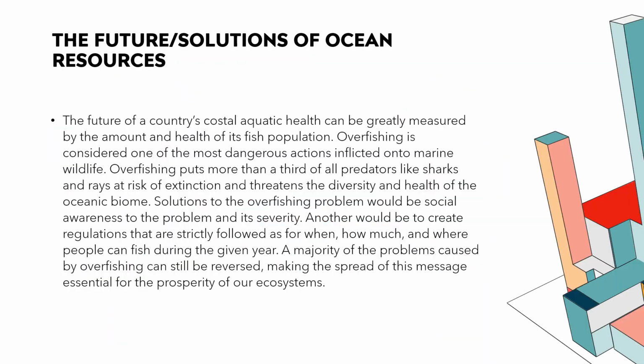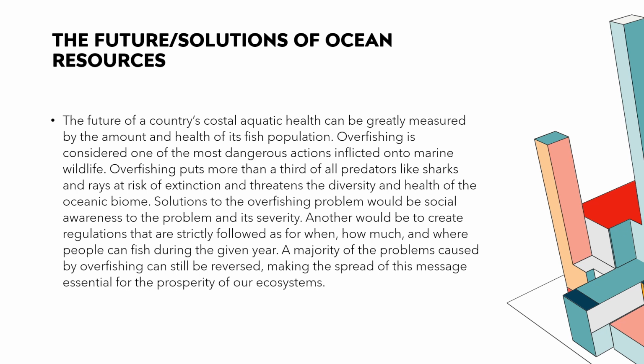The future solutions of ocean resources. The future of a country's coastal aquatic health can be greatly measured by the amount and health of its fish population. Overfishing is considered one of the most dangerous actions inflicted onto marine wildlife, and overfishing puts more than a third of all predators like sharks and rays at risk of extinction and threatens the diversity and health of the oceanic biome. Solutions to overfishing problems would be social awareness of the problem and its severity.